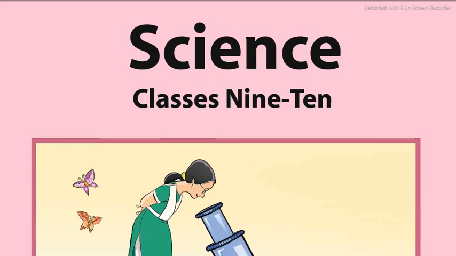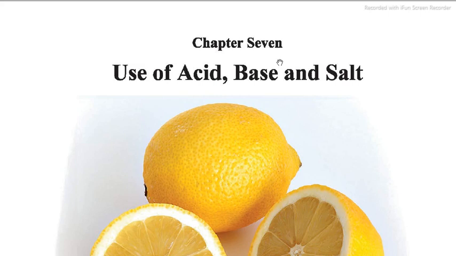Today, I will discuss the important chapter of your textbook, General Science. Hopefully the whole class will pay attention. So let's start the class. Science, classes 9 and 10. Page number 150. Chapter 7. Use of acid, base, and salt. Friends, many of you find this chapter difficult. Today we will break down all the difficult parts and make it easy. Hopefully the whole class will pay attention.